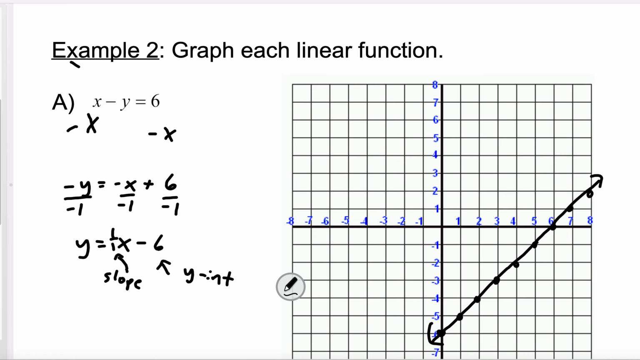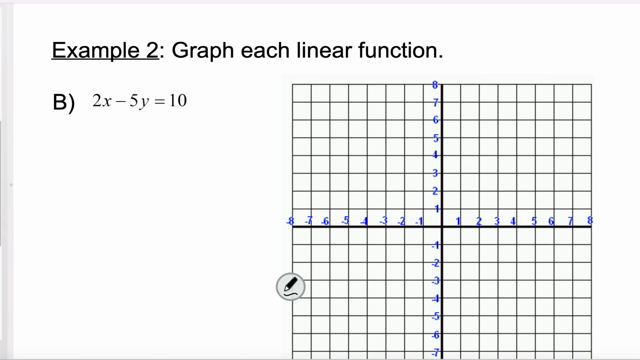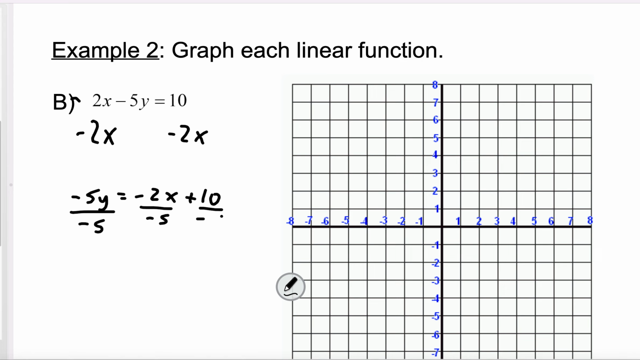So remember standard form ax plus by equals c. So there we have it, 2x minus 5y equals 10. So what are we going to do? We're going to go ahead and get rid of the 2x. So I'm going to subtract 2x from both sides. We get negative 5y equals negative 2x plus 10. I'm going to get rid of the negative 5 in front of the y, so I'm going to divide every single term in here by negative 5. And we end up getting y equals 2/5 x minus 2.